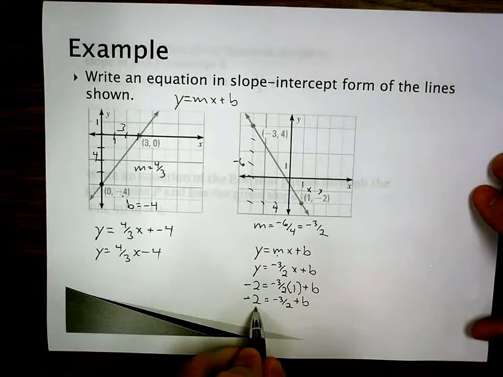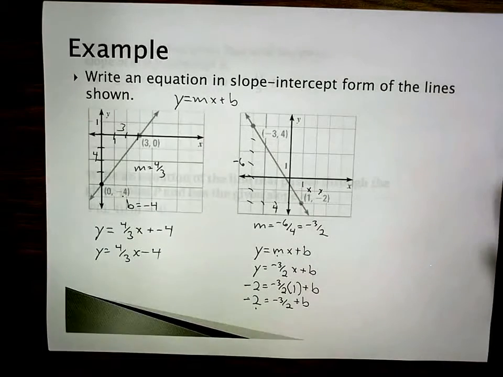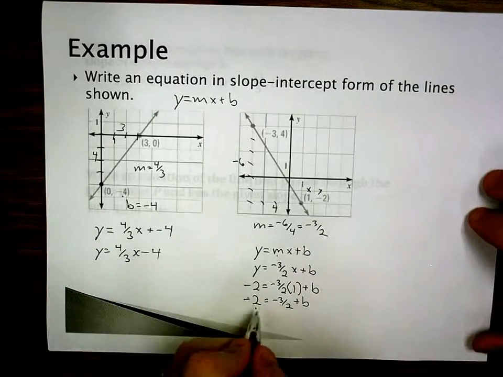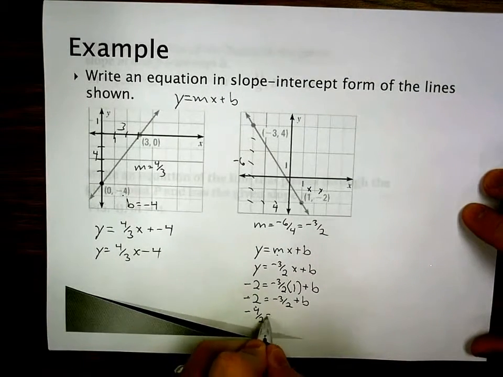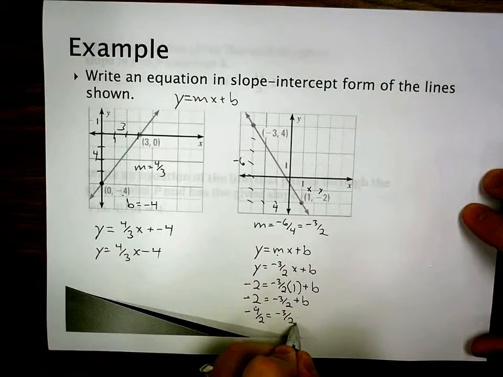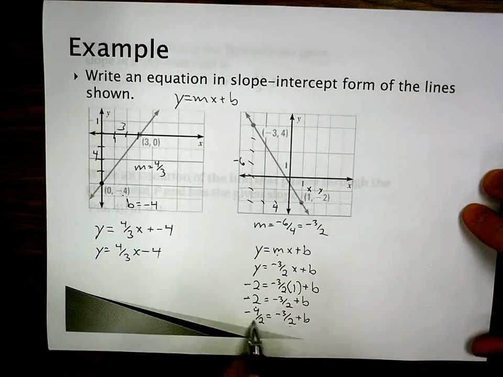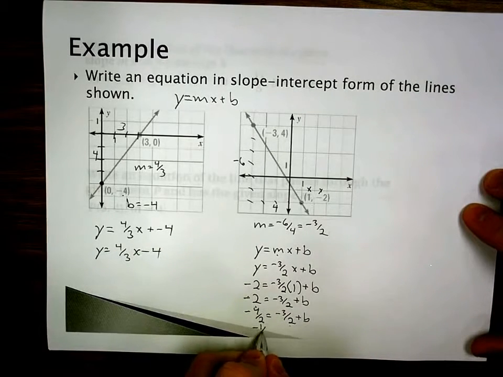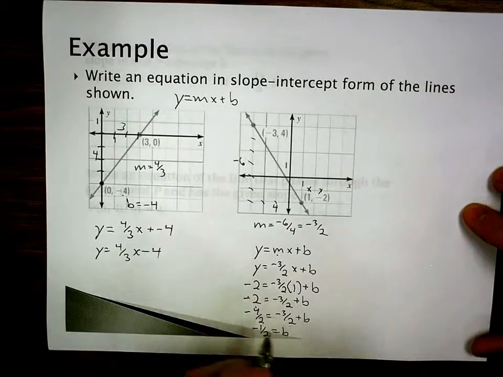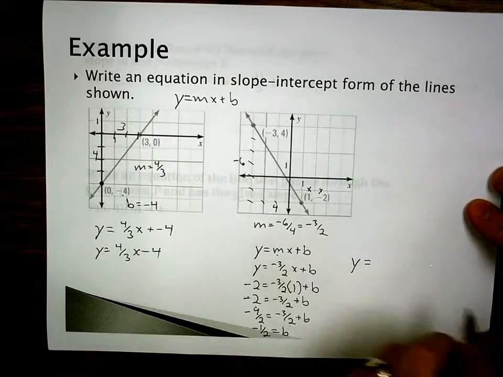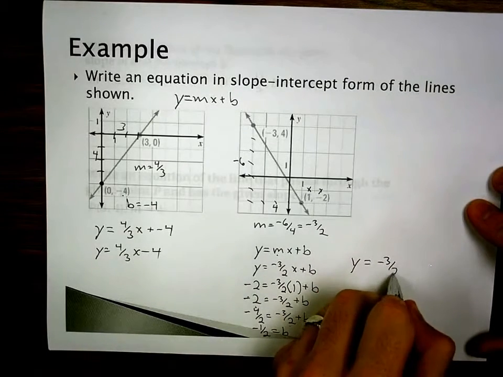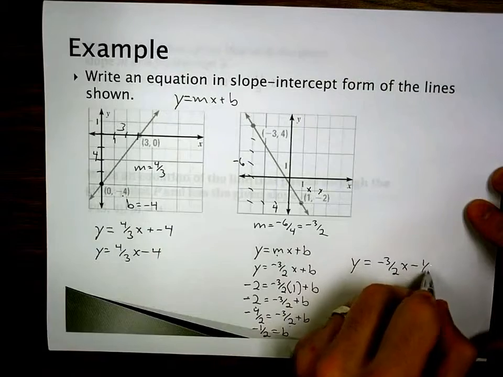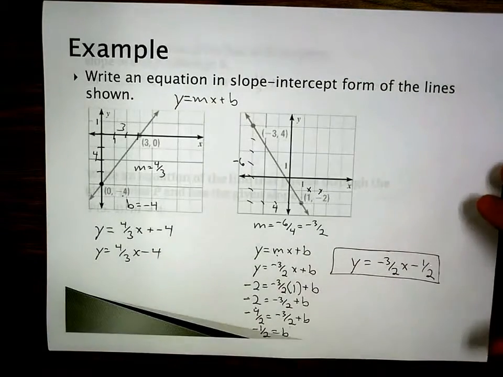I'm going to change this to have a denominator of 2, so they have common denominators. So I'm going to add 3/2 to this side. If I add, it leaves me with -1/2 equals b. There's my y-intercept, so I can say -3 over 2x minus 1/2 is my equation.